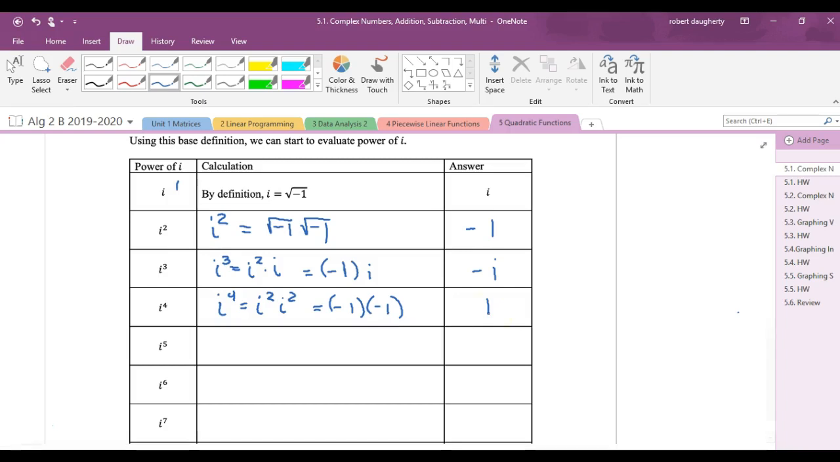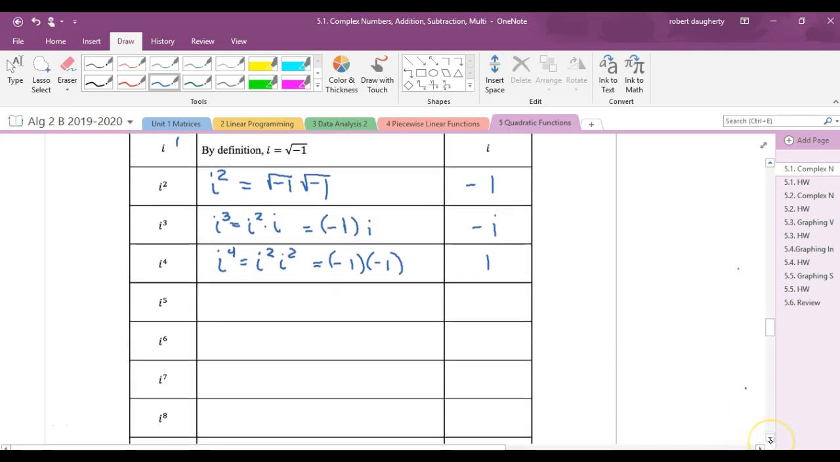Let's figure out what I to the fifth is. Okay. So I to the fifth, I can write this as I to the fourth times I, right? Everyone agree with that? What's I to the fourth? We just figured that out. Okay, this is 1 times I, which is what? I.